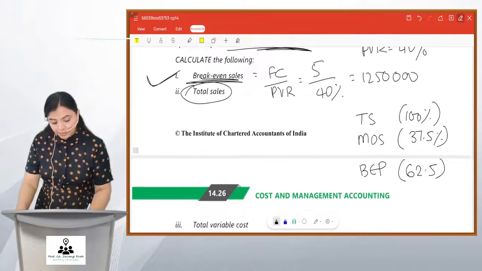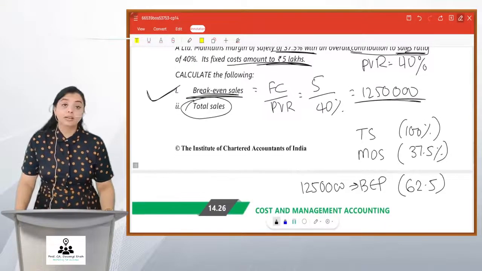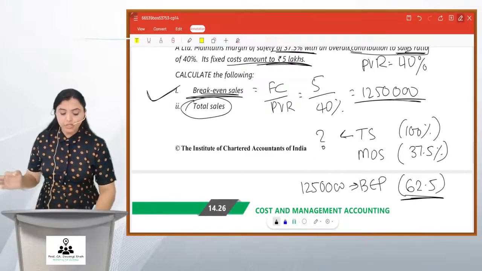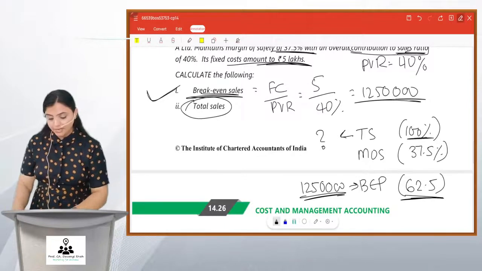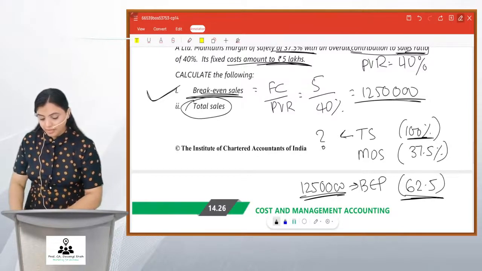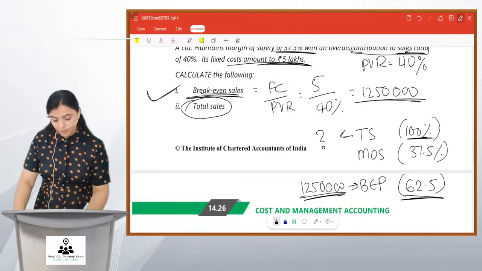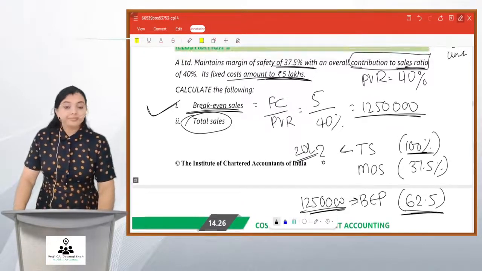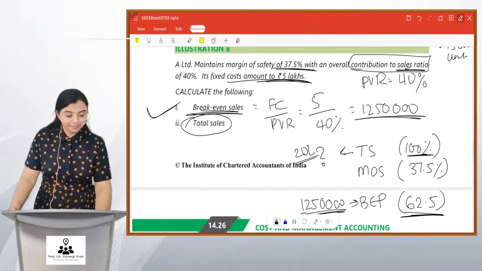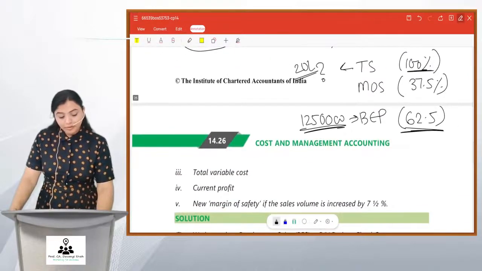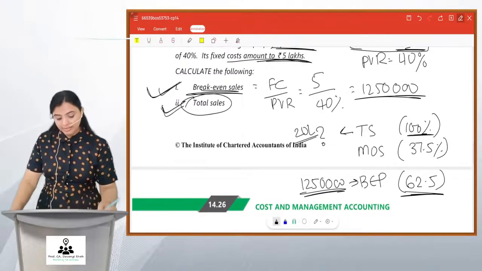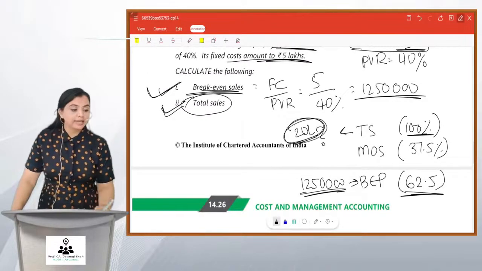And friends, this BEP, we already know it is 12,50,000. We just calculated it. So friends, what will be total? 62.5% is 12,50,000. What will be 100%? Come on. Such a simple sum, it will be 20. Got it? So simple. So we got the total sales as 20 lakhs.